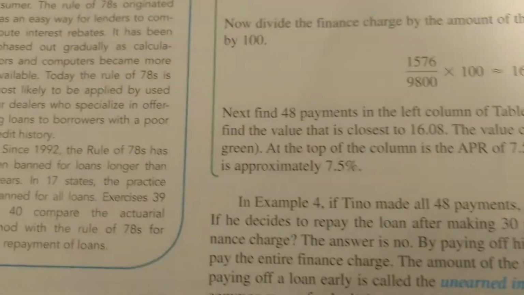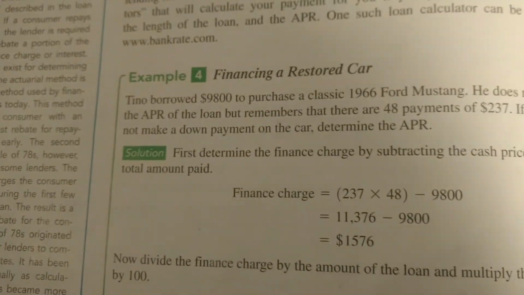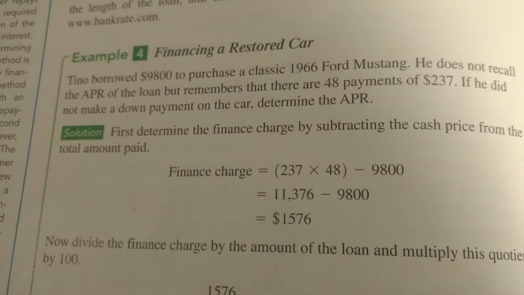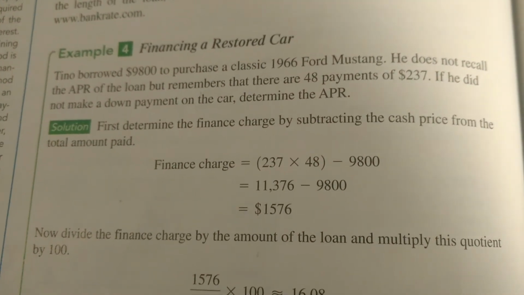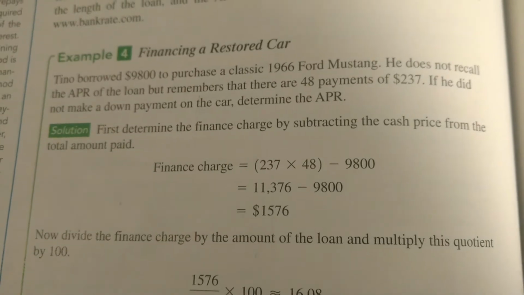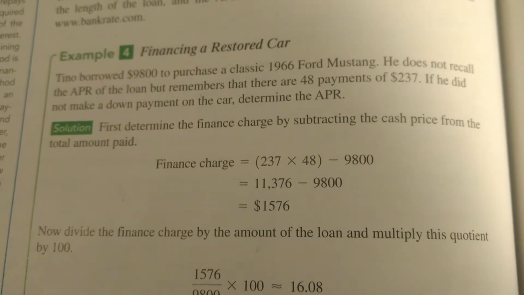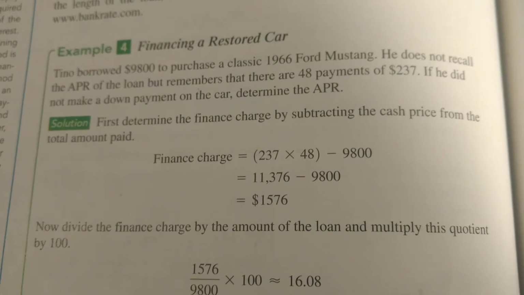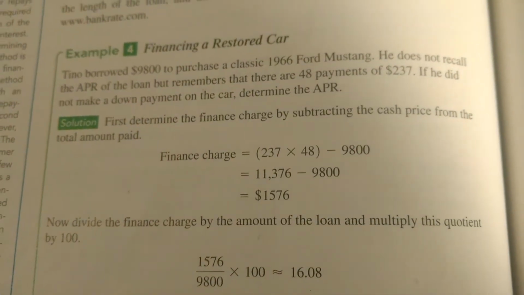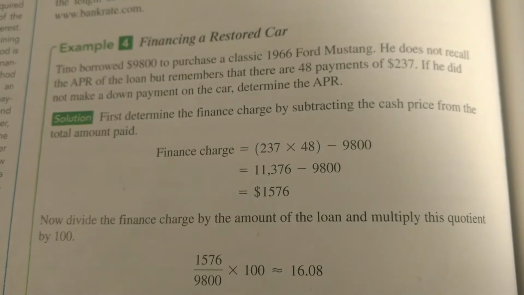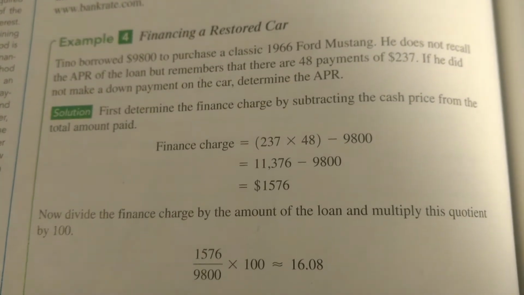Let's look at example 4 first. It says Tino borrowed $9,800 to purchase a classic 1966 Ford Mustang. He does not recall the APR of the loan, but remembers that there are 48 payments of $237. If he did not make a down payment on the car, determine the APR.